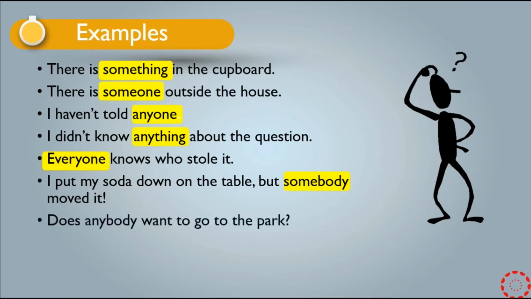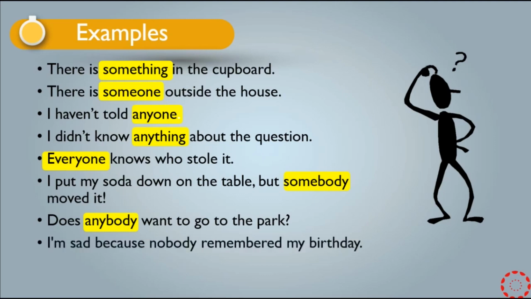Does anybody want to go to the park? For example, it is a lovely day, and you say does anybody, which means anyone, want to go to the park. I am sad because nobody remembered my birthday. For example, it is my birthday today, and I am sad because nobody remembered my birthday. Nobody here is unknown. We don't know who those nobodies are. It is just an unknown thing.